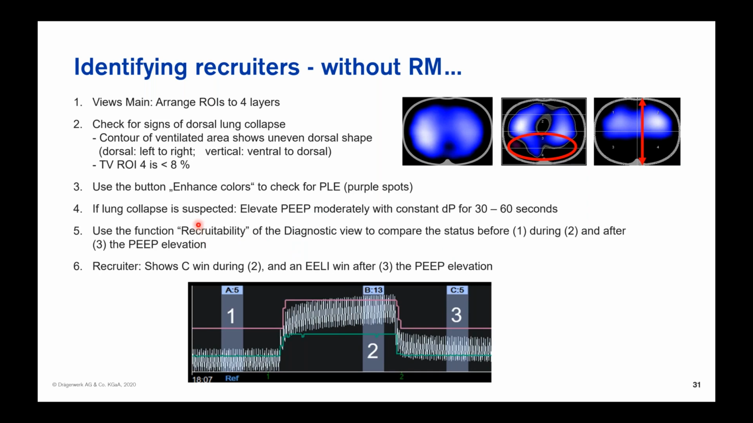And then you can use the function recruitability of the diagnostic view to compare the status before and during this PEEP elevation. That is for checking for compliance changes, so comparing the compliance win and the compliance loss. At the same time, you can also go back to the initial level of PEEP setting, and then you can also compare the changes of end-expiratory lung impedance that might have been induced by the increase of PEEP. And now I'd like to just show you 3 different cases and how those data can be interpreted.